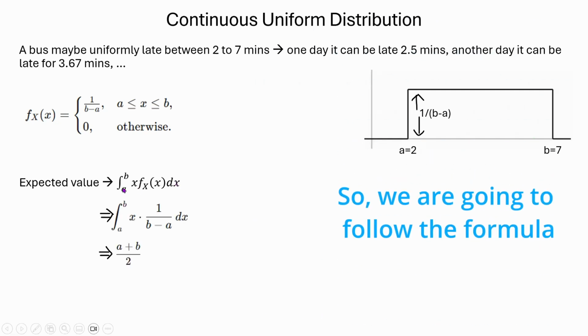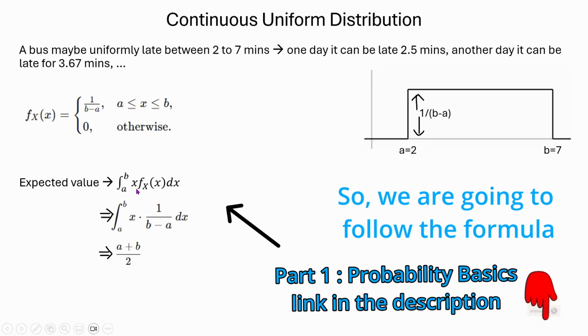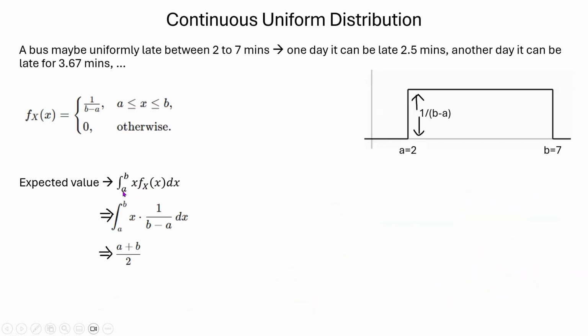We are going to follow the formula that we derived in the previous lecture. For example, here, as you can see, we are taking the integration instead of summing. We are integrating from a to b because all the other places are 0. So f(x) is 1 by b minus a in this a to b range. And if we integrate this, it will be (a plus b) by 2. This is a very nice looking formula because when we say that the late time is 2 to 7 minutes, we are saying that the expected value is nothing but 2 plus 7 divided by 2. That means 4.5 minutes, basically the middle point.